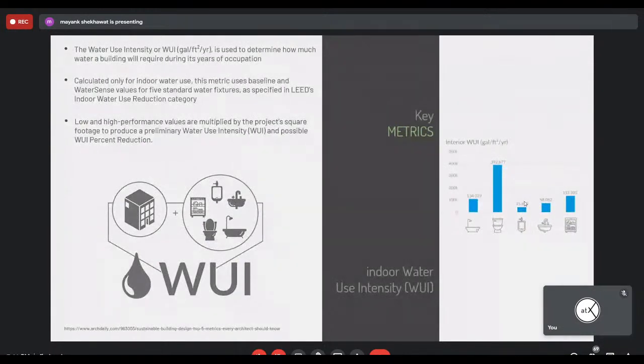The third metric we will discuss today is the indoor water use intensity. This is used to determine how much water a building will require during its years of occupation. So again, it's years of occupation, nothing that has happened before, during the construction. And it's indoor, so it's not taking into account your irrigation or your outdoor water requirements. It's very specifically and very on point with only fixtures.